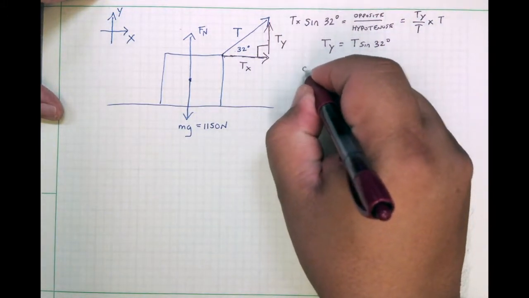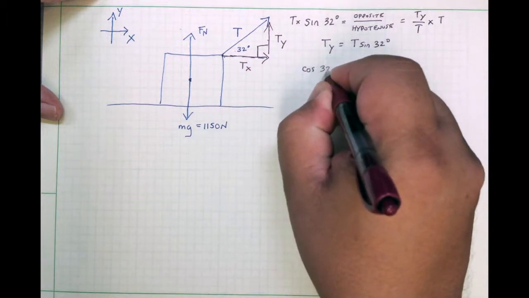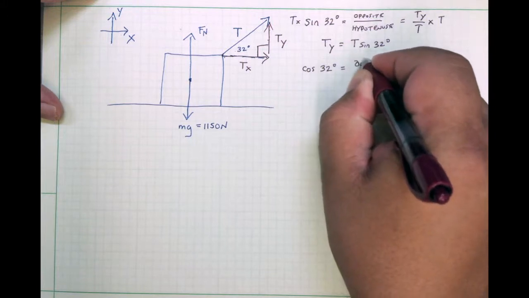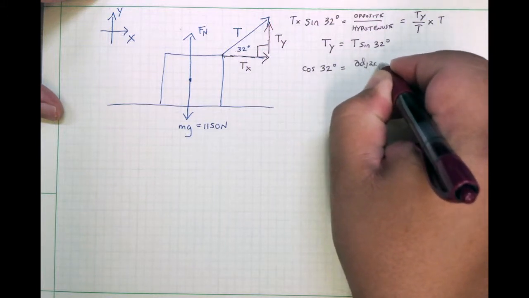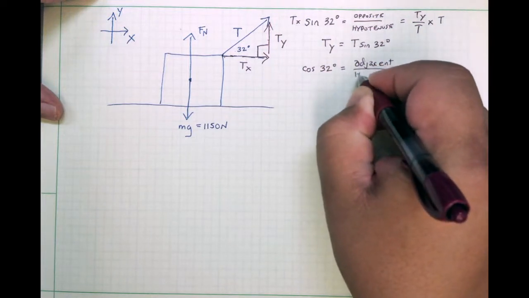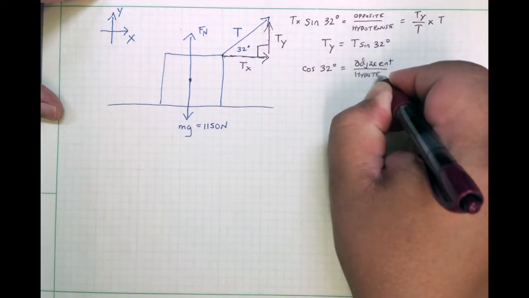Similarly, we can use the cosine function. Cosine of 32 degrees is adjacent over hypotenuse.